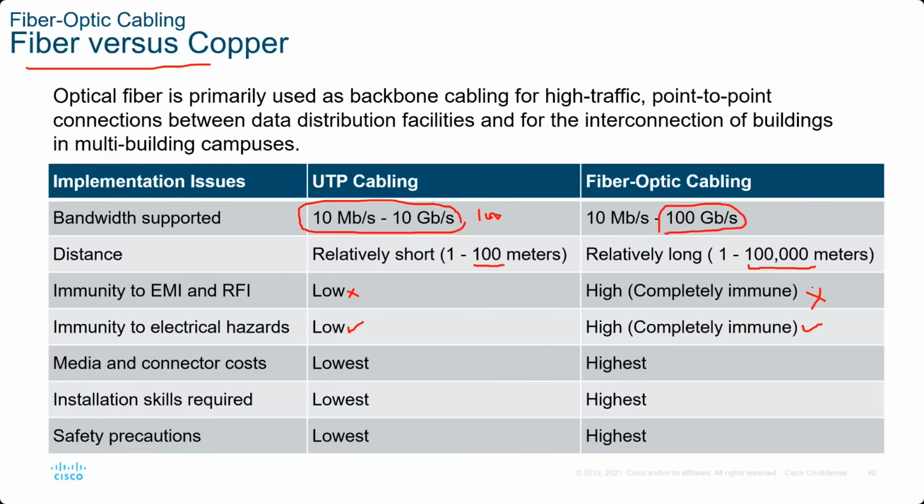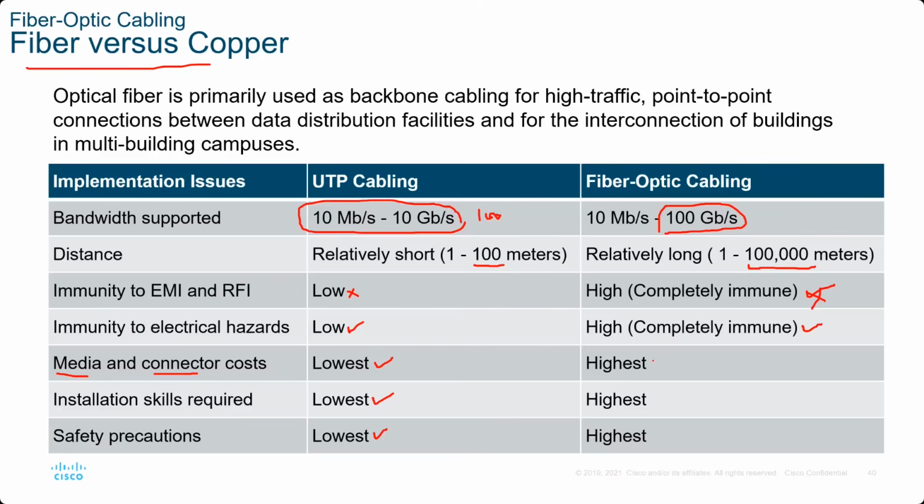So fiber optic is better than UTP in most cases, but the problem is the cost. The media and the connector that we use with UTP cabling, the RJ45 and the copper cable, are cheaper. It costs less. Installation doesn't require a lot of skills. Anyone can do it. We can do it, and technicians can do it. And it doesn't need a lot of safety precautions.